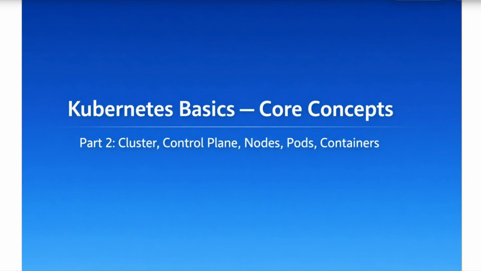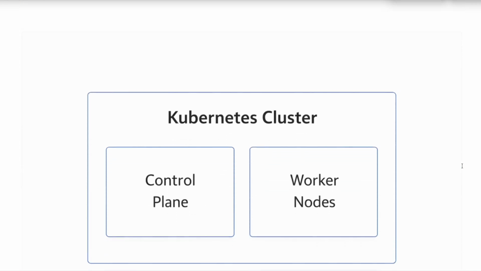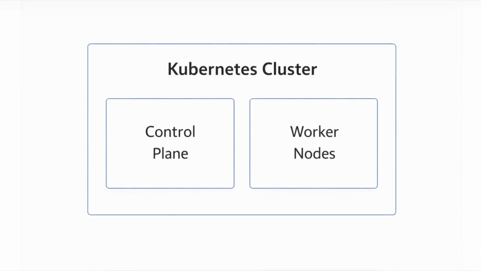Let's start with the biggest concept in Kubernetes, the cluster. A Kubernetes cluster is the entire environment that Kubernetes works with. When people say, I have a Kubernetes cluster, they are referring to this complete setup. A Kubernetes cluster has two main parts, the control plane and the worker nodes. Let's first understand the control plane and then we will look at worker nodes.